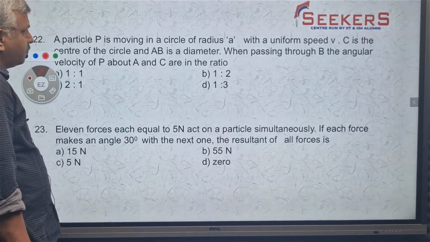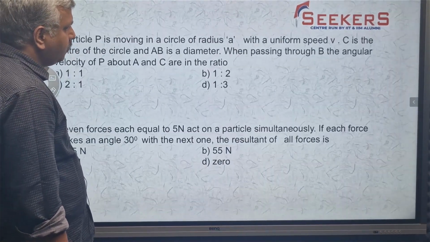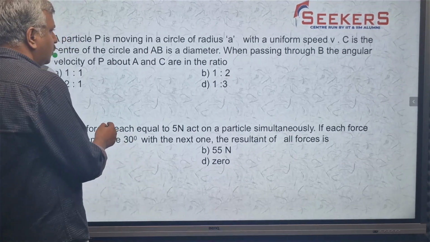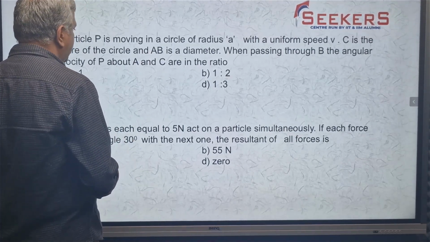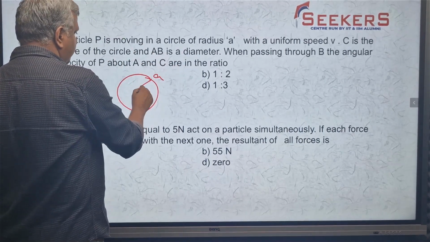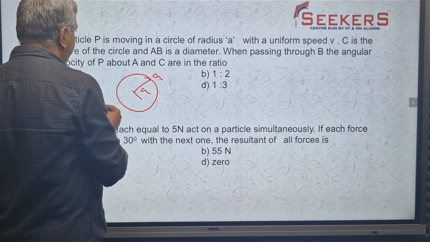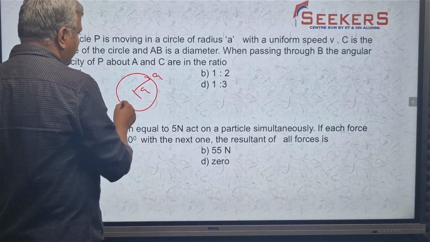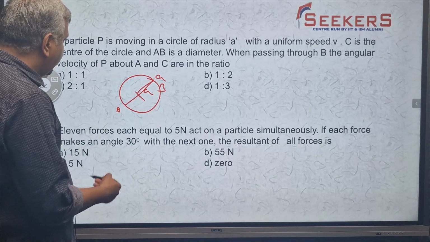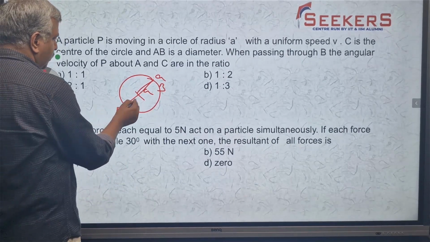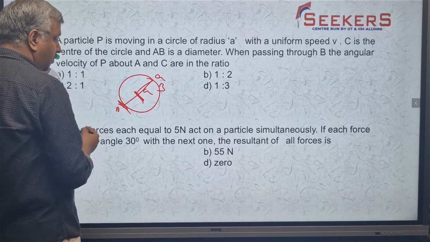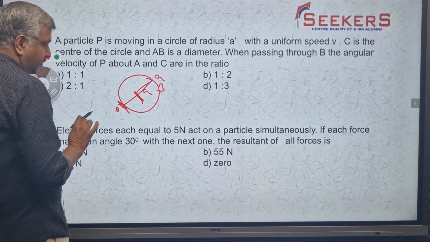A particle P is moving in a circle of radius A with a uniform speed V. C is the center of the circle and AB is the diameter. When passing through B, the angular velocity of particle P about A and C is how much? Now we are talking about this point and this point. So now when we are talking about these 2 points, the angular velocity becomes different.